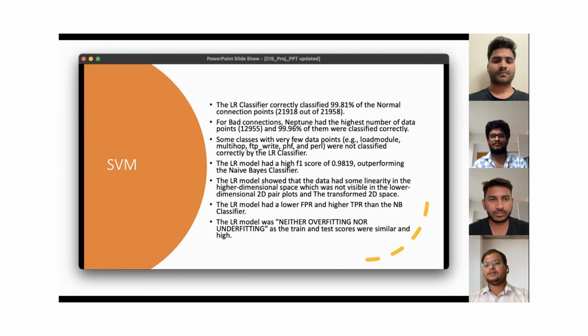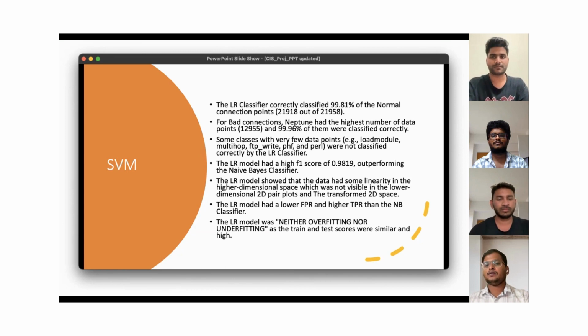So this SVM classified correctly with an accuracy of 99.81% for normal connections. And bad connections like Neptune, which had the highest number of data points at 12,955, were classified correctly with an accuracy of 99.96%. Some of the classes had very few data points, like load module, multi-hop, and so on, which were not classified correctly. The model had a high F1 score of 98%, outperforming the naive Bayes classifier.